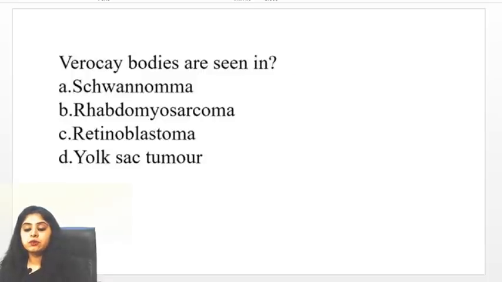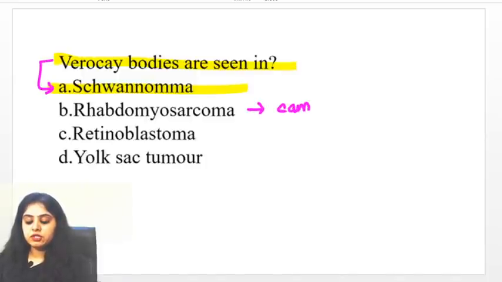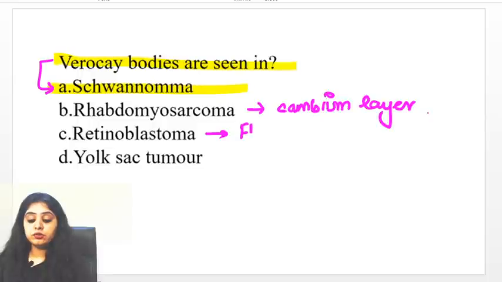Moving on to the next one, the best and most favorite question of every examiner, Verocay bodies. Verocay bodies are seen in, everyone knows, schwannoma. Let me tell you one point about every option, and that is what is important. Rhabdomyosarcoma shows you the cambium layer. Retinoblastoma shows you a rosette. Which rosette?